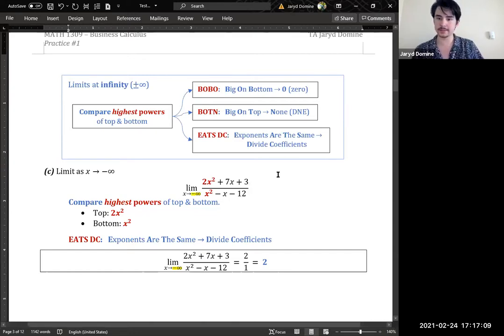Bobobot eats DC. It's that simple because it's only the highest power. So for infinity, we only care about the highest powers. So you can just ignore the 7x plus 3. You can ignore the minus x minus 12. Just look at the highest powers, and the problem is very simple.